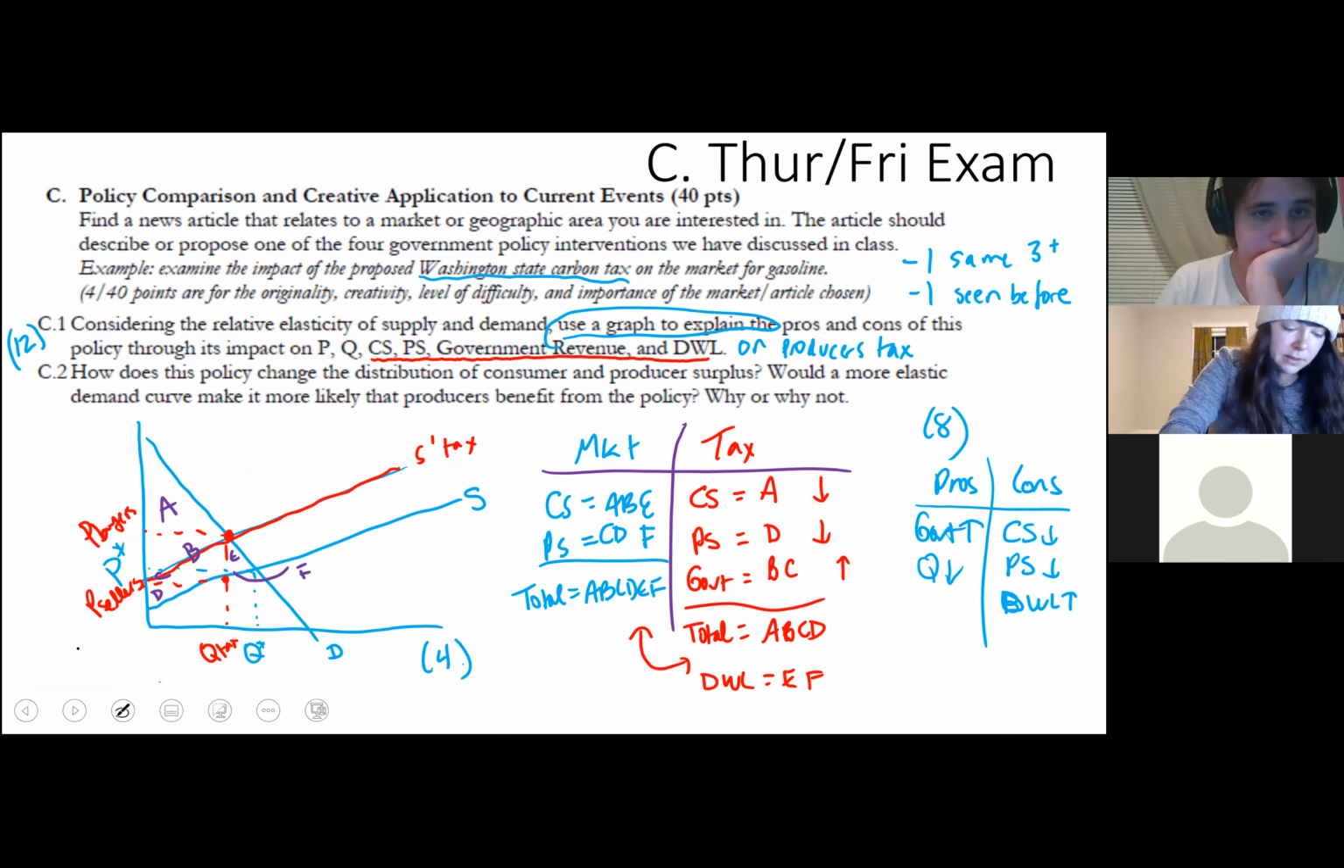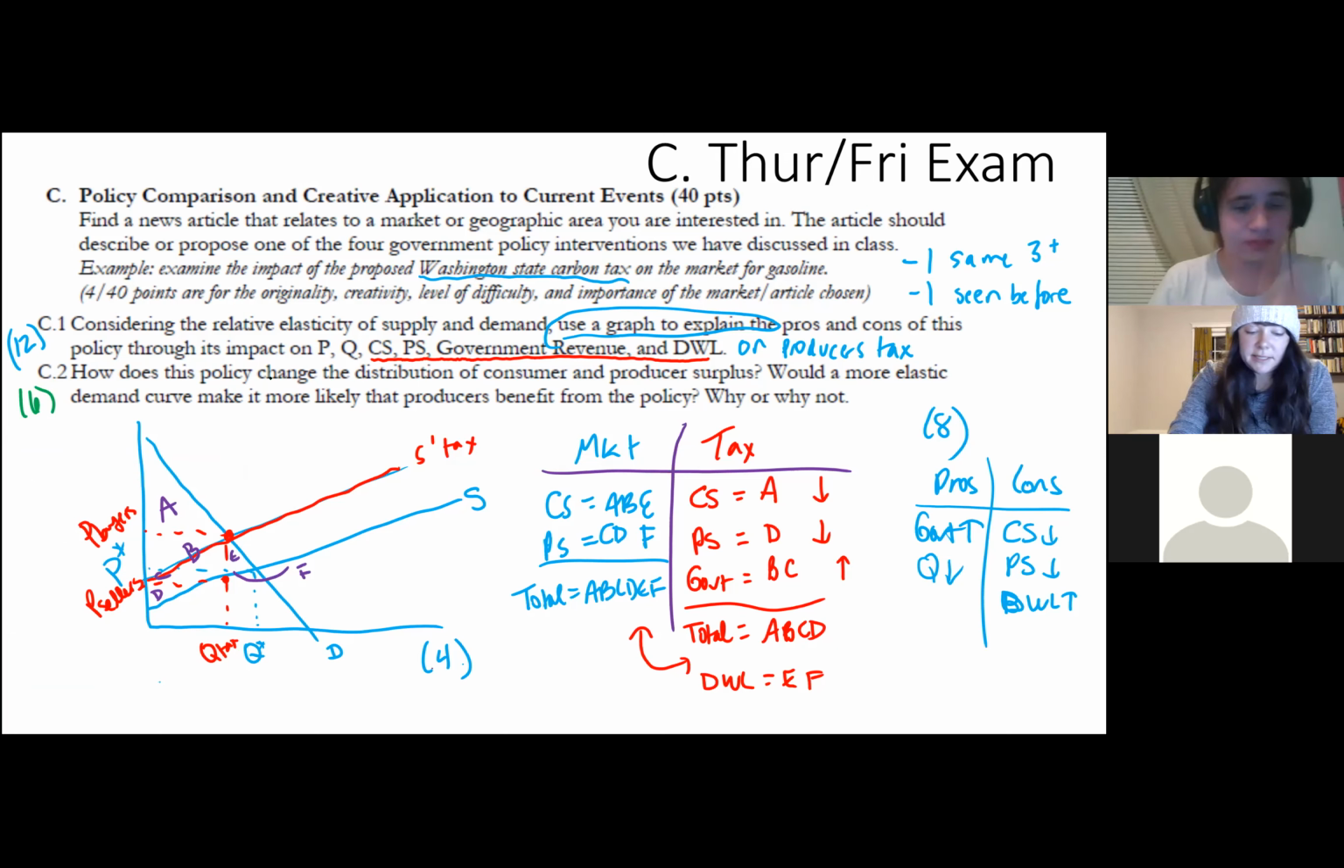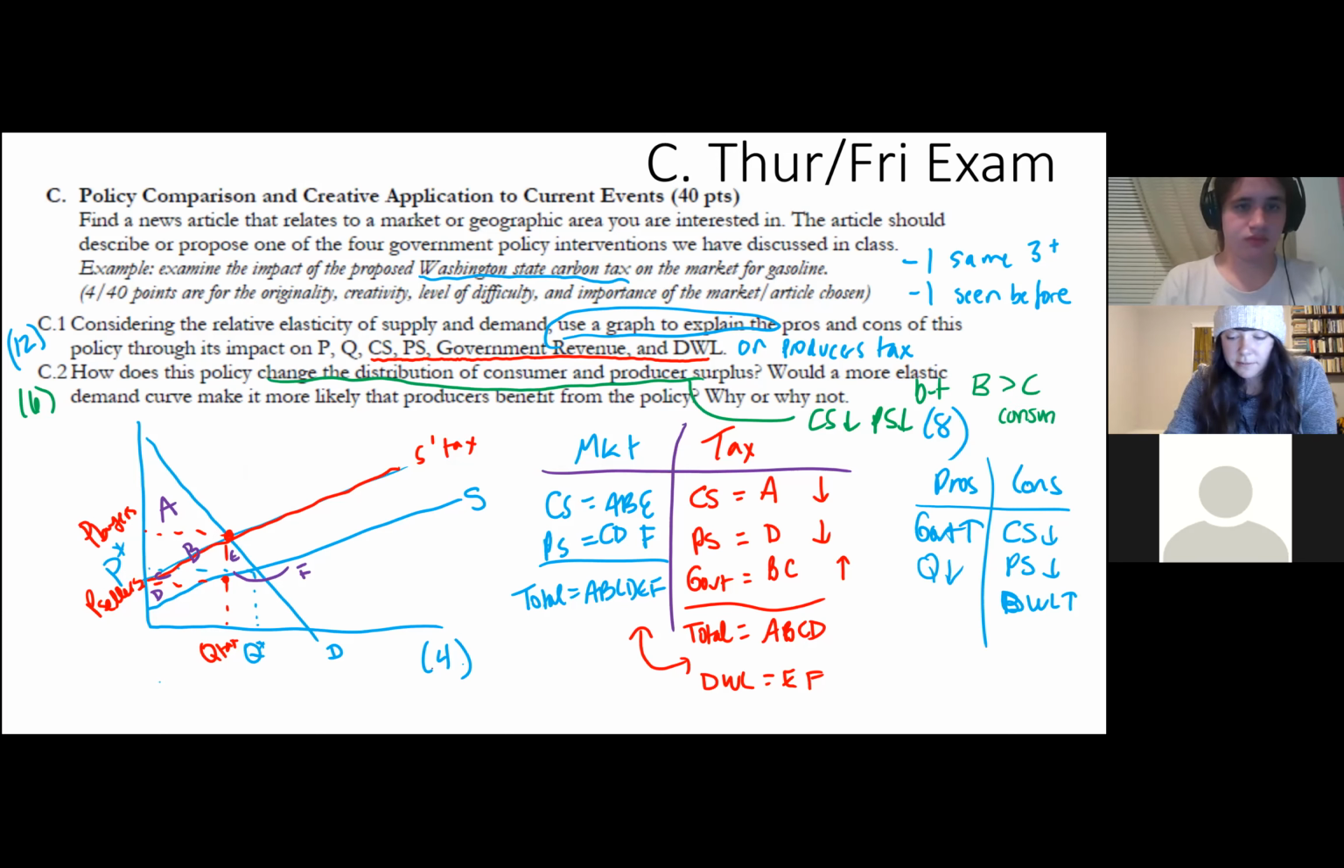And so for this one, how does this policy change the distribution of consumer and producer surplus? So I would say that they both fall, but because demand is more inelastic, B is bigger than C, so consumers are harmed more. They pay more of the tax. Intuitively, that's always going to be true with a tax. The insensitive consumer or the insensitive participant, the one that's either addicted to the good and needs to consume it no matter the price, or kind of stuck producing the good and will produce it regardless of what price it is, that person is always going to bear the brunt of the tax policy.